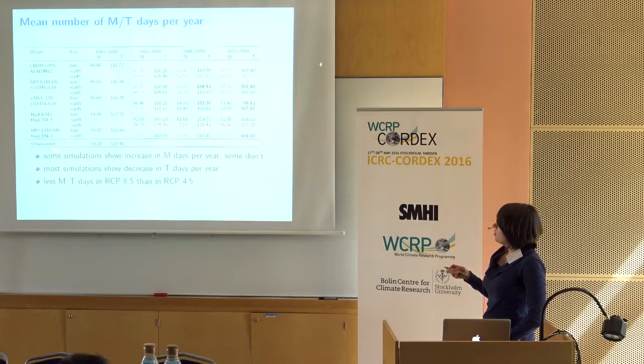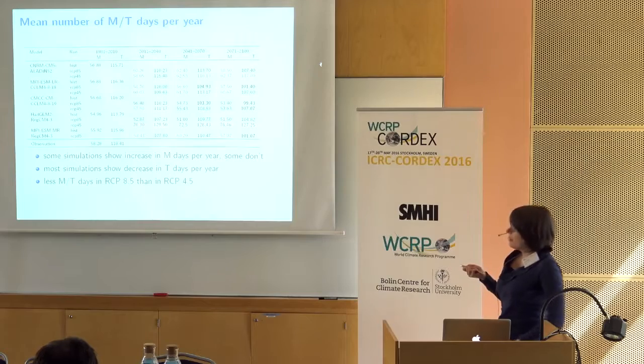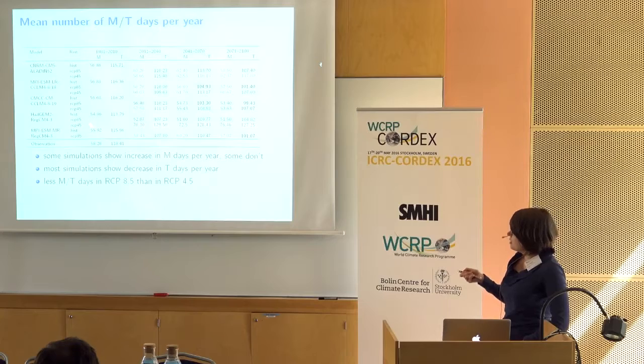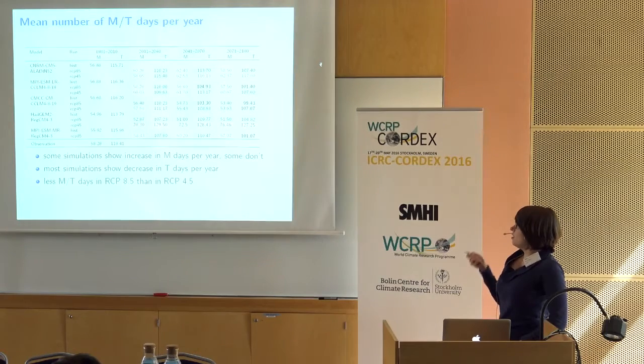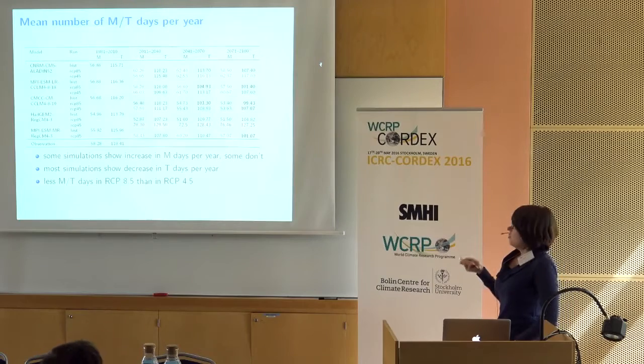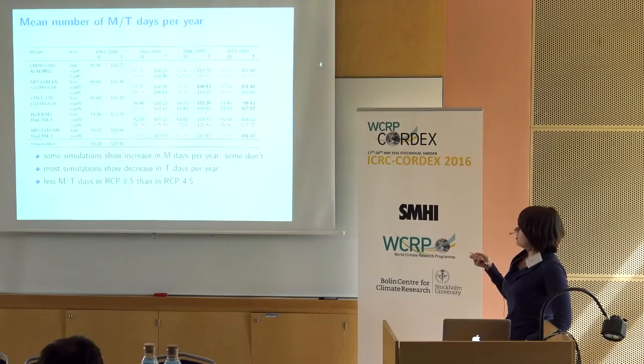And so we can see how the mean number of days changes on this slide. So here are the models again, and the first row always is historical, then 8.5 and 4.5. And the columns are the mean number of Mistral days per year and Tramontane days per year, and for 4 30-year periods. And the numbers I wrote here in red are higher than those 1981 to 2010, and the black ones here are lower than here. And the bold numbers pass the 95% significance test of difference in means.